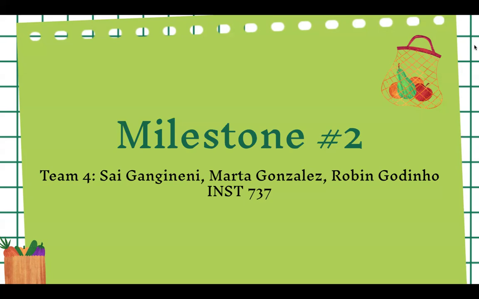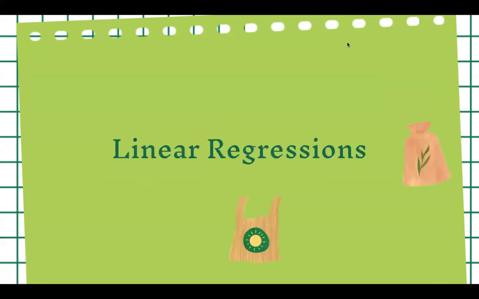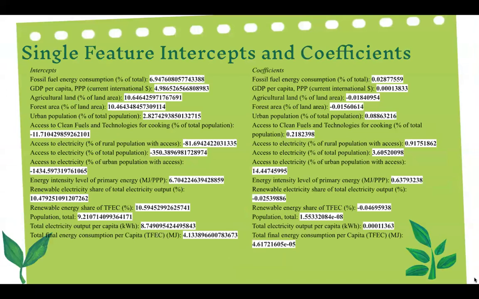First, let's start with our linear regressions. We began the linear regression work by defining the individual features for each run and our dependent variable, GHG emissions per capita. Then we split the data into training and test sets and fit the model. We then took measurements of the intercepts and coefficients for the training set.